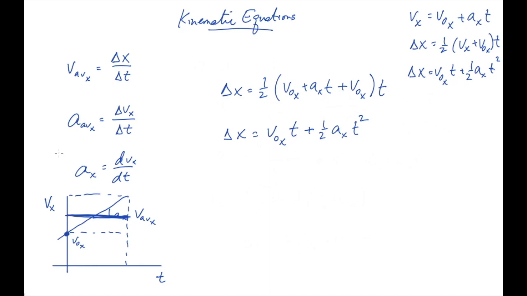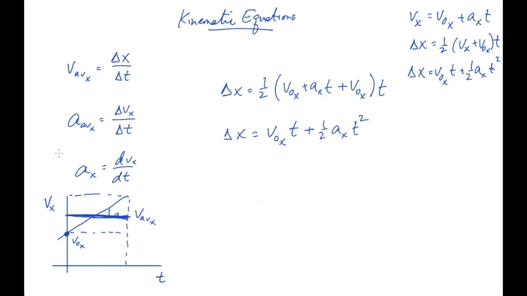The fourth one we're going to obtain in a similar manner. The only difference here is that we're going to eliminate time. It often happens in these kinematic problems that we know about how far the object traveled, we know what its speed was at the beginning or the end, but we don't know how long the motion took. We don't know about time. So it would be nice to have an equation that eliminates time so that we don't need it.